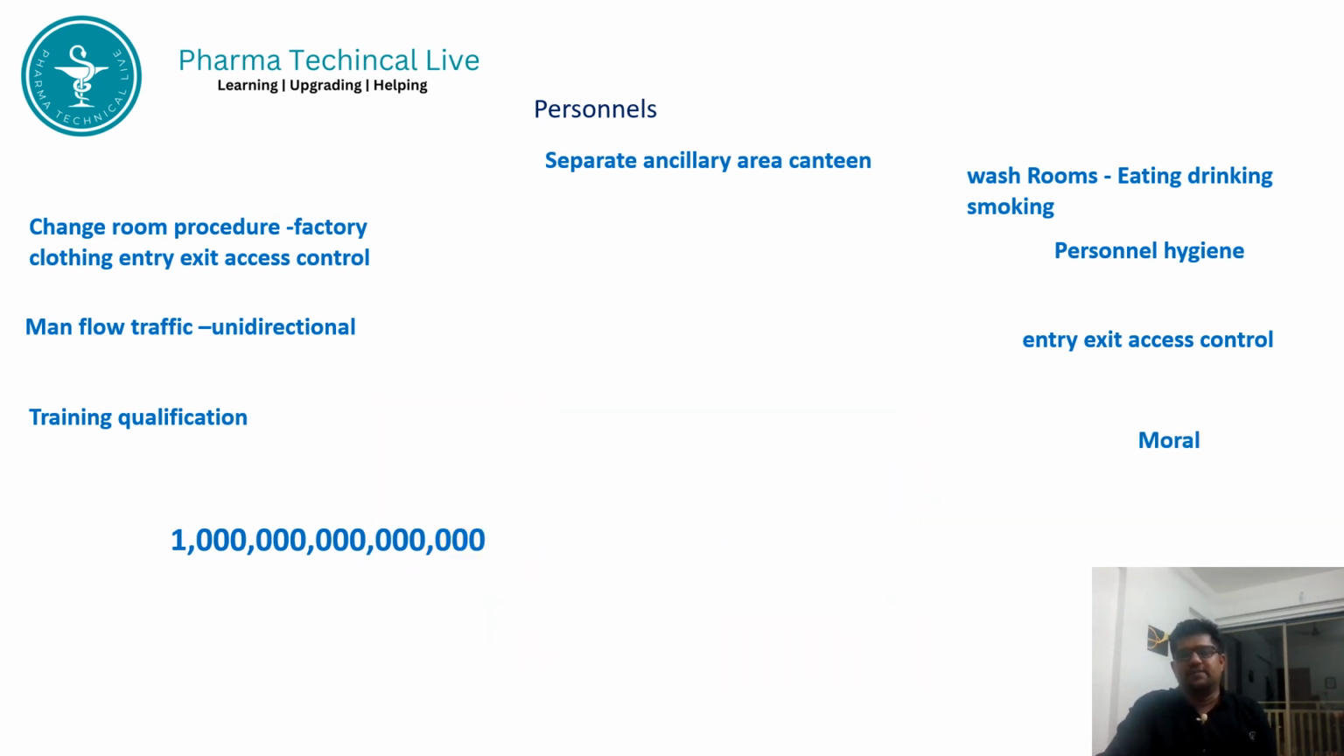And of course lastly the morale. We have to teach and instill the morale in the person. We have to motivate them to produce the safe product, contamination-free product which will meet the quality requirement. So this is the first source, personnel.